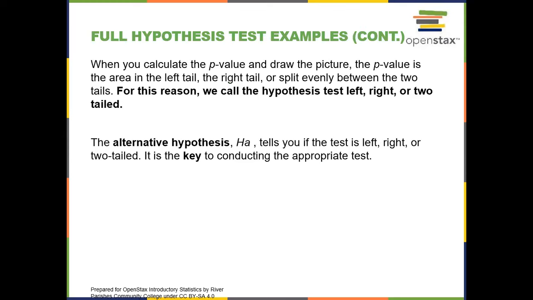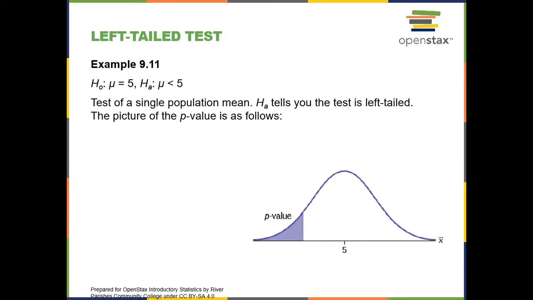When you calculate the p-value and draw the picture, the p-value is the area in the left tail, the right tail, or split evenly between the two tails. For this reason, we call the hypothesis test left, right, or two-tailed. The alternative hypothesis H sub A tells you if the test is left, right, or two-tailed. It is the key to conducting the appropriate test.